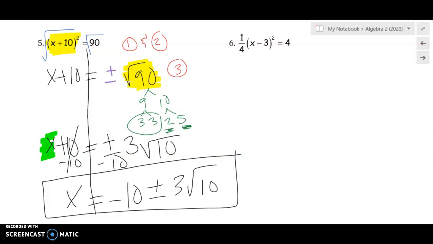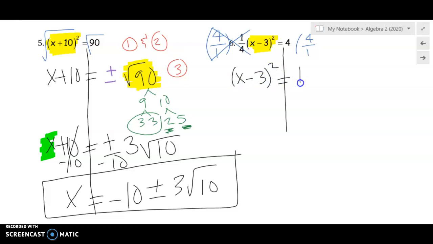Okay, our last problem here. We need to get x squared by itself. So this fraction, the 1/4 in the front, is a problem. I'm going to go ahead and multiply by the reciprocal. Let's get rid of that. That's going to leave me with x minus 3 squared is equal to 16. I'm going to square root both sides so that x minus 3 is by itself. It kind of broke free there.